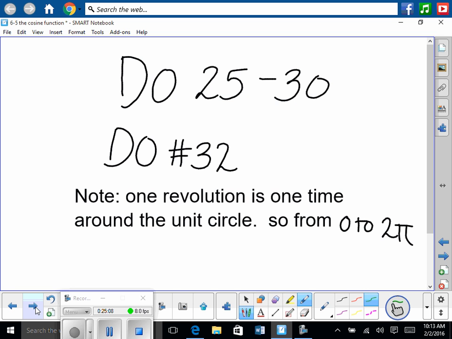Now, one thing to note is if it says what is the length, or something about revolution. Anytime you see the word revolution, it means from 0 to 2 pi. The revolution is from 0 to 2 pi. Does everybody know what I'm saying? Okay, so you'll have to remember that. If I ever say, how many times does it go around in one revolution, you'll say, how many cycles are there between 0 and 2 pi? Because a revolution is from 0 to 2 pi. Okay, go.